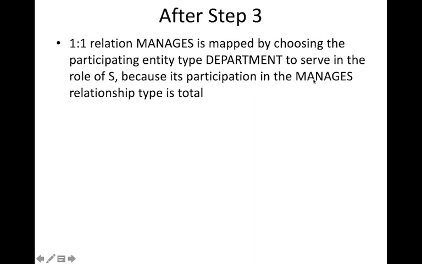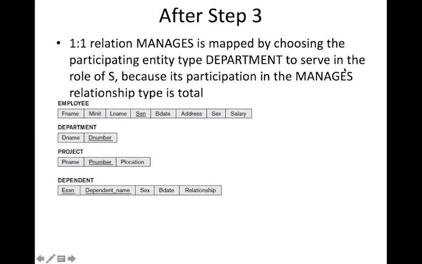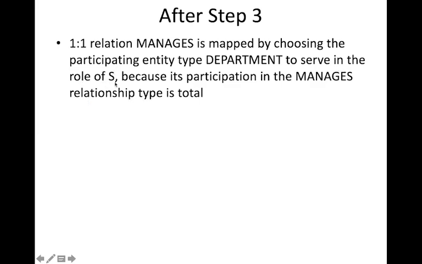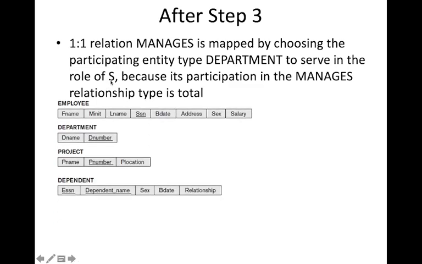So after step 3, if we see this 1:1, manages is mapped by choosing the participating entity department to serve in the role of S, because its participation in the manages relationship type is total. So that is why we have chosen department in the role of S. This is the initial table that we have designed.